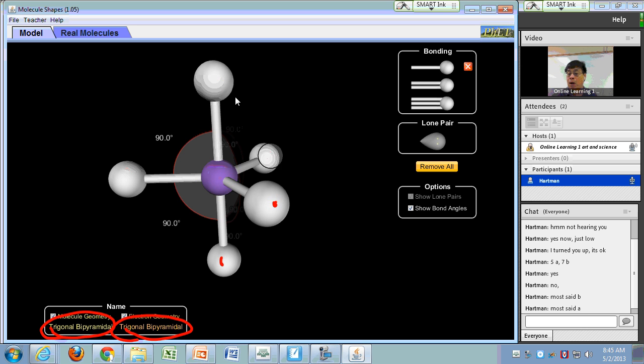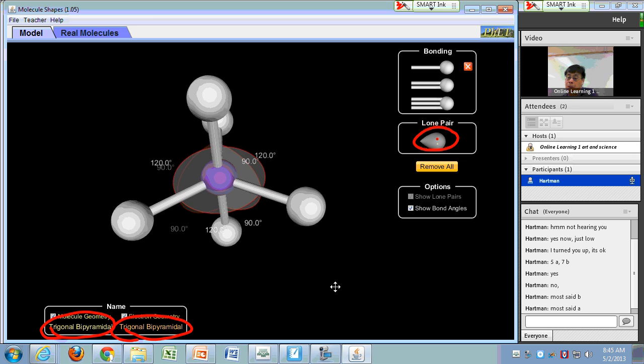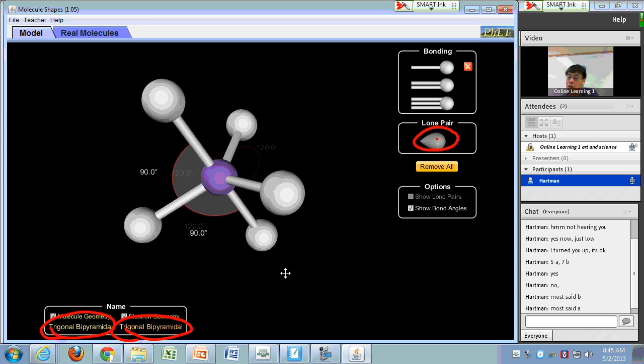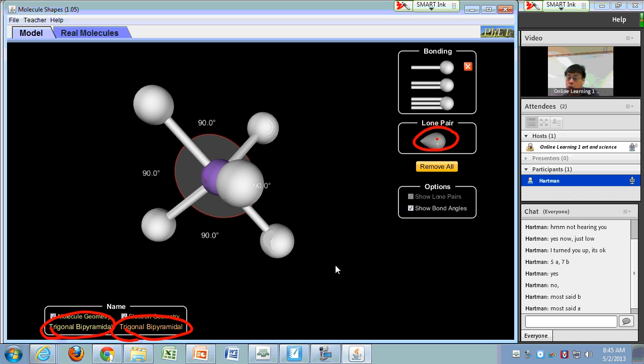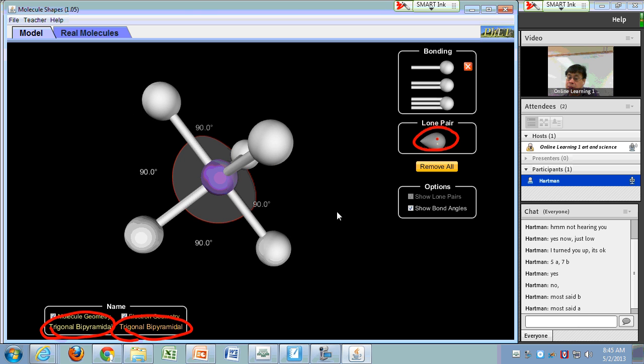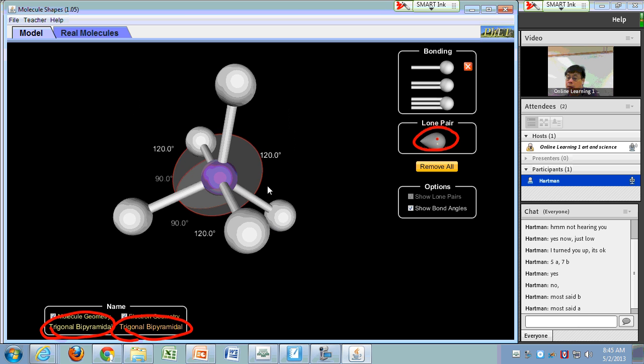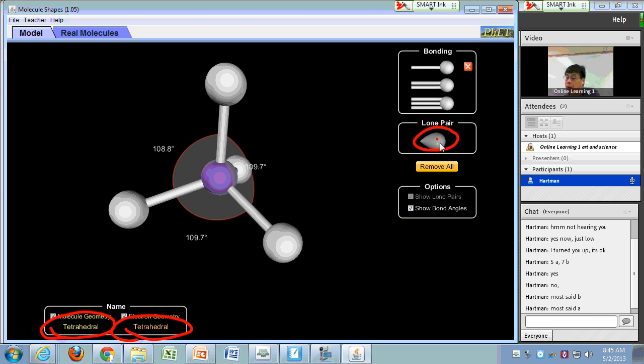Now, what if one of those groups is a lone pair? A lone pair is bulkier than a single bond, so it would try to find a location that would be as far away from the other groups as possible. And the preferred location for lone pairs is the equatorial position. So if one of these groups happens to be a lone pair, you'll have one missing atom, right? And you'll have one extra lone pair.